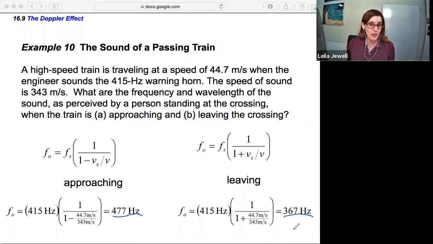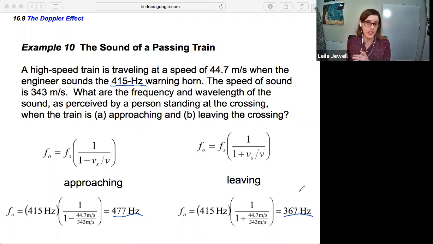Notice this matches our common experience, right? Relative to the frequency of the source, 415, when it's approaching, the frequency is higher. When it's leaving, the frequency is lower. Right? So those are our two extremes there.